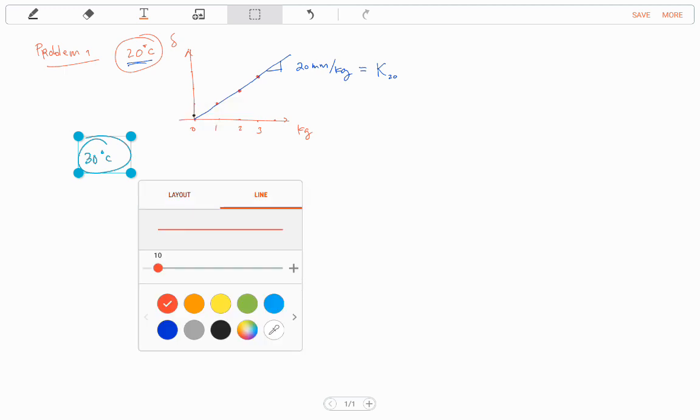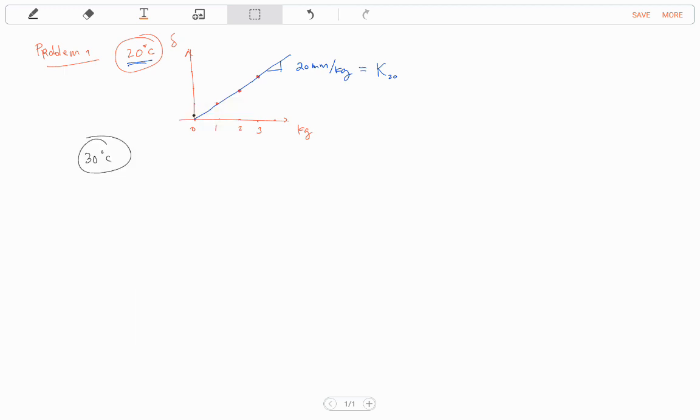So black is 30°. When the load is 0, the deflection is 5 millimeter. When the load is 1 kilogram, the deflection is 27, so 27 is probably somewhere here. When it is 2 kilograms, the deflection is 49, which is almost 50. And the last one is 71.